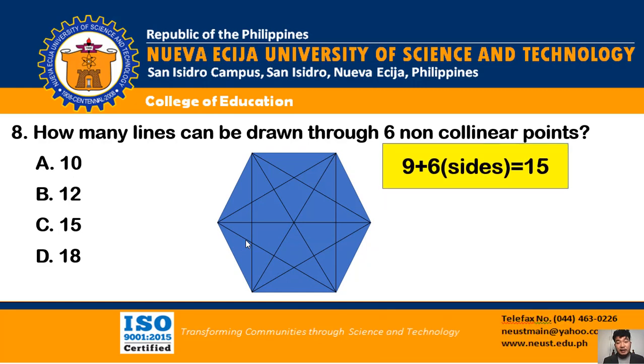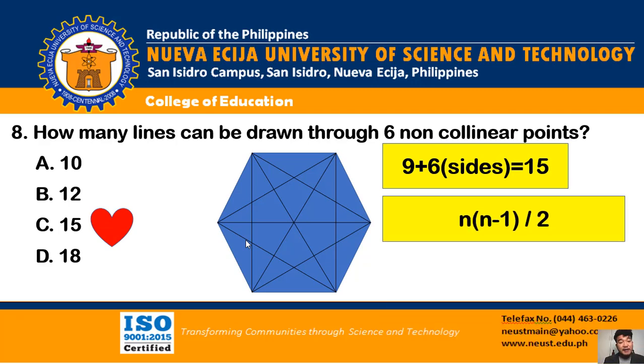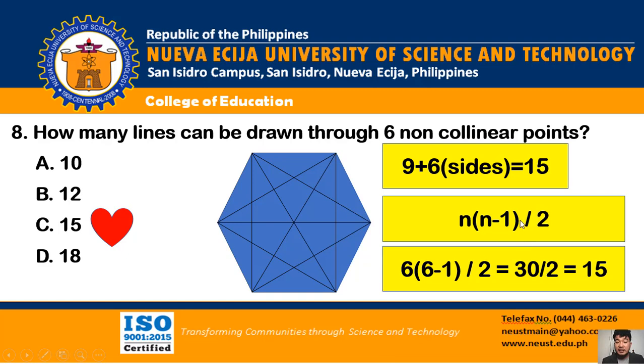So there are 15 lines that can be drawn through 6 non-collinear points. The answer is letter C. But what if the given number of non-collinear points become a little bit higher? Like for example, you have 21, 30, then you have to use the formula already. n times the quantity of n minus 1 divided by 2. So let us check if this formula can be applied.